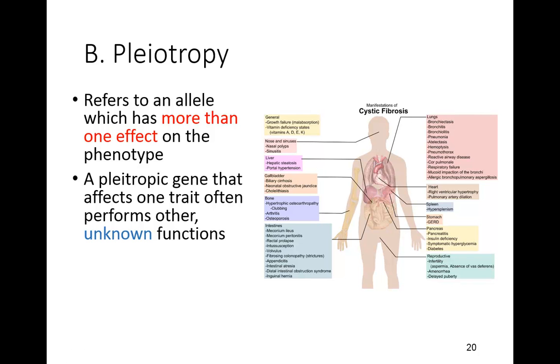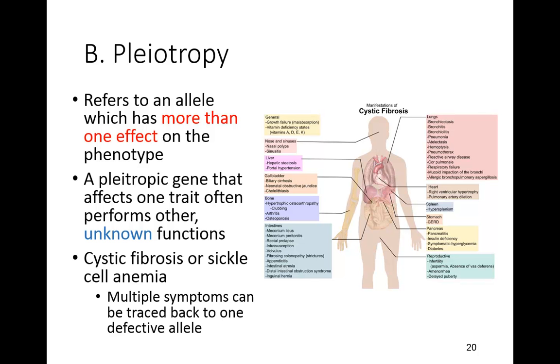Pleiotropic is another effect where one gene controls multiple different expressions. Usually one of the traits is known, and then the other things are unknown or are shown after the mutation to that allele. An example of that is cystic fibrosis or sickle cell anemia. Only one gene controls multiple different expressions. So that's what this figure is. These are all the expressions of cystic fibrosis, which is very large, but is really only controlled by one gene.